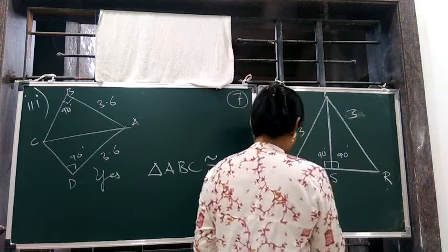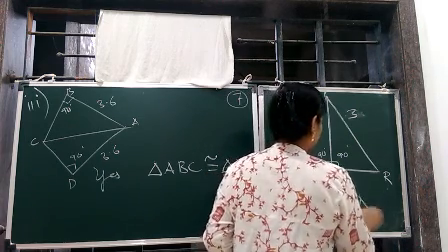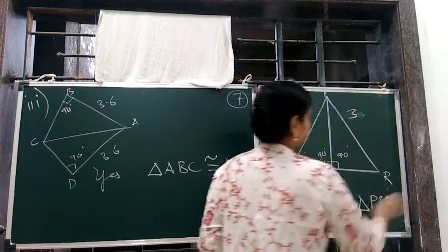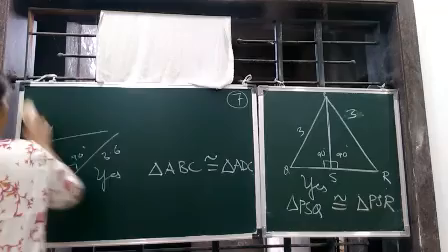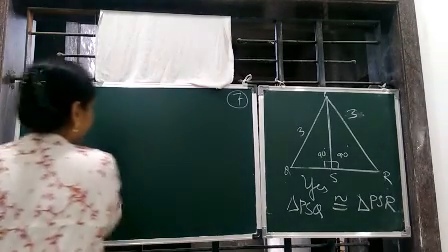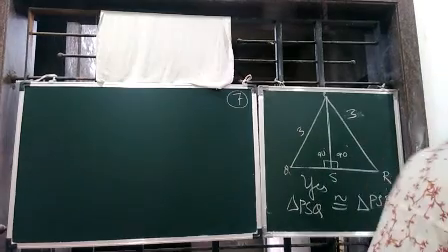So you can write yes, triangle PSQ is congruent to triangle PSR. This completes the fourth one. Then we go to the fifth one. Oh, there is no fifth one. There is question number 2.